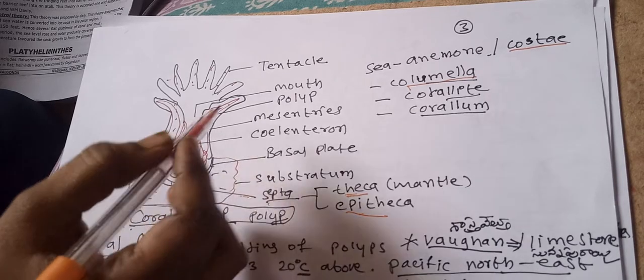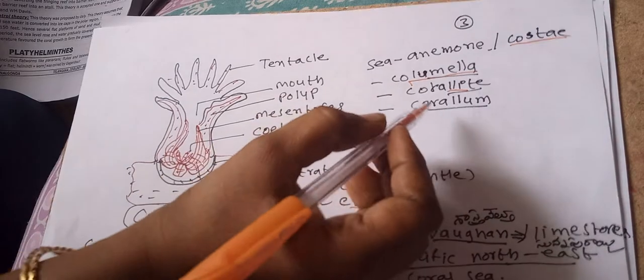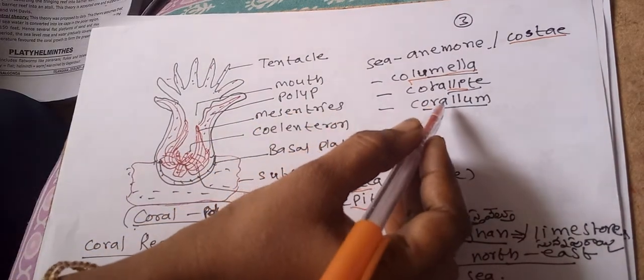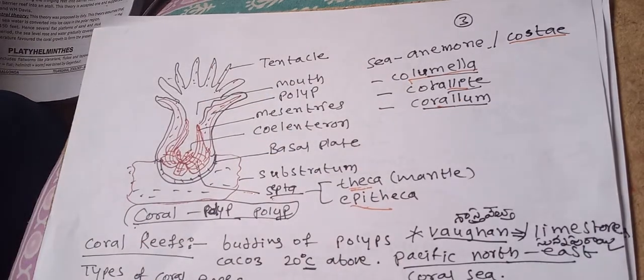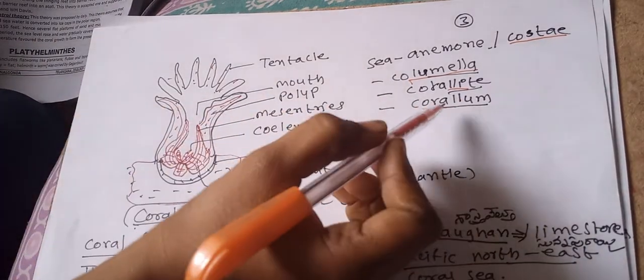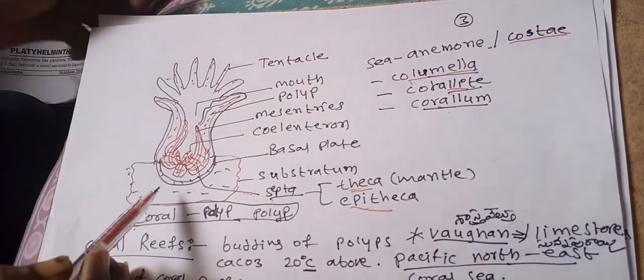A cup-like coral of a single polyp is called corallite. Very important. Thousands of such corallites fused to form a large coral stone called corallium. Very important: columella, corallite and corallium.